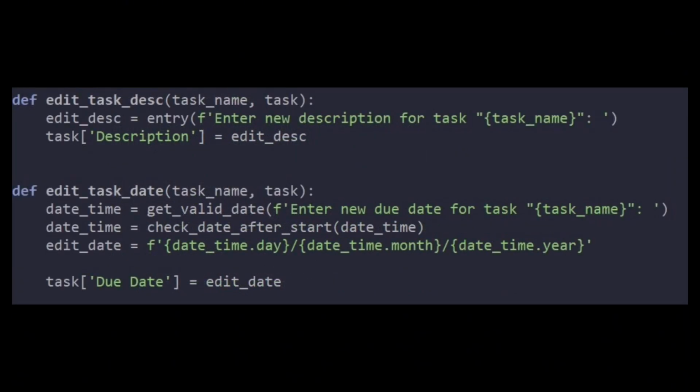Edit task description function is for the program to replace a specific task description with a new input. Edit task date is a function for the program to replace a specific task due date with a new input that is in a valid date format.